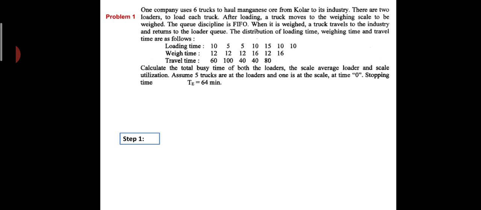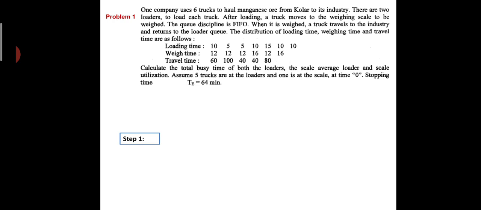Calculate the total busy time of both the loaders, the scale, the average loader and scale utilization. Assume 5 trucks are at the loader and 1 is at the scale at time 0, and the stopping time is 64 minutes. So you have to consider the loading time, weighing time and traveling time of a truck, and conduct a simulation for 64 minutes using the event scheduling algorithm.